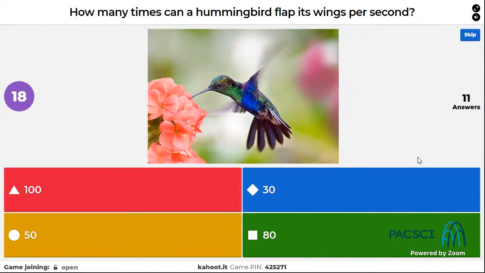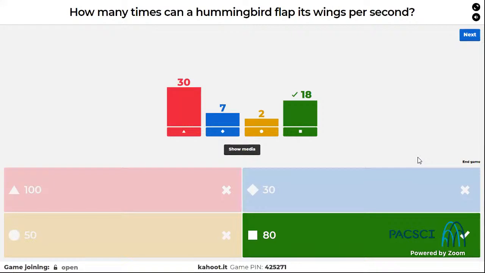I will say I am working from home most of the time, and I now have a window looking out over my backyard, and there are quite a few hummingbirds. I can't count their wing flaps, but I just love them zipping by and going all around the neighborhood. And they chirp. I have some hummingbirds that visit my house that are actually quite noisy. They are, in fact, yeah. Big sound for a small animal. It is 80 times in a second, second most chosen answer.